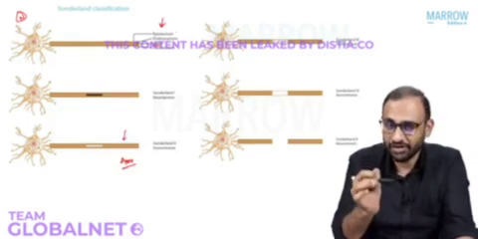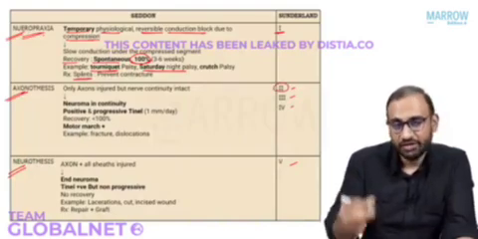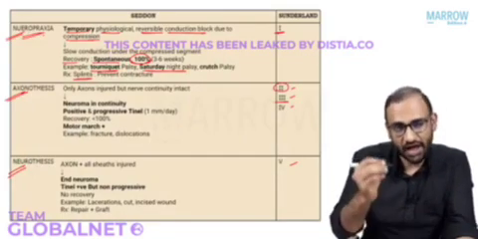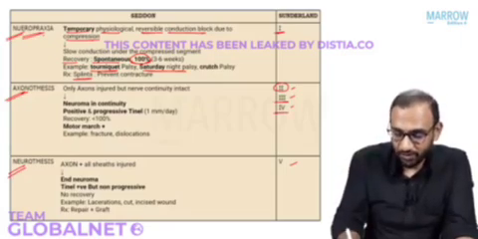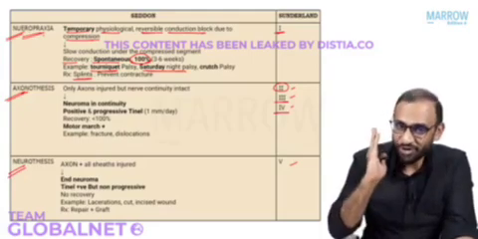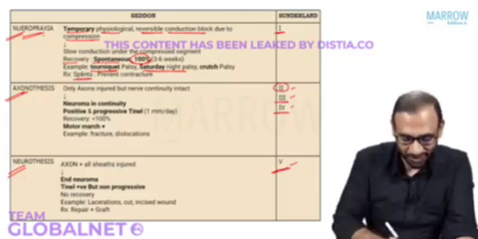Now, if only axon is injured, you call it Sunderland type 2. If axon with its endo is injured, you call it type 3. If axon with endo and peri is injured, you call it type 4. Because what happens when axon, endo, peri and epi are also injured? It means all the structures are injured. Then it will become type 5 or neurotmesis.